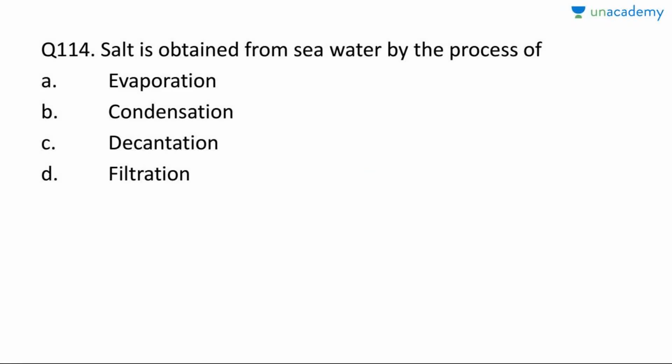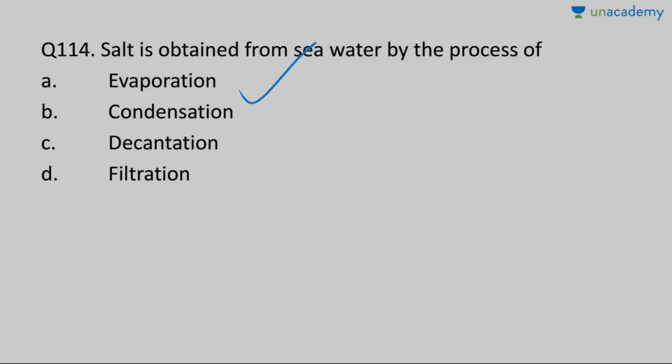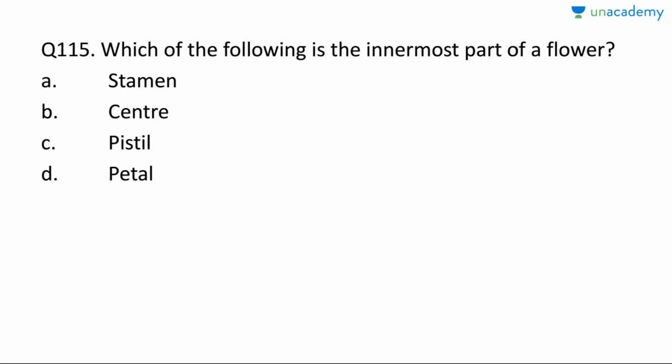Question number 114. Salt is obtained from seawater by the process of. So salt is obtained from seawater by the process of evaporation. So here answer is A. Okay. Question number 115. Which of the following is the innermost part of a flower? So it is basically pistil, which is the female reproductive organ. Okay. So stamen is the male reproductive organ. So here answer is C, pistil.